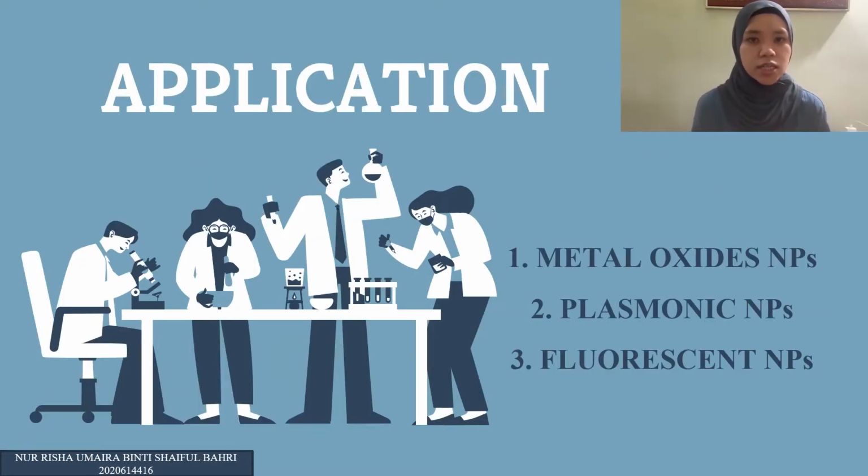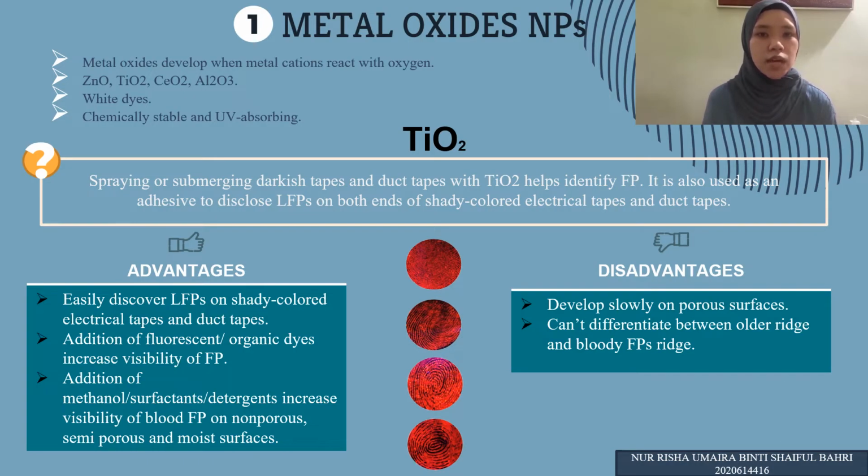Let's look at the application of nanomaterials in detection of latent fingerprints, such as metal oxide nanoparticles, plasmonic nanoparticles, and fluorescent nanoparticles. Metal oxides develop when metal cations react with oxygen, and examples of metal oxides are titanium dioxide, zinc oxide, ferric oxide, and aluminium oxide. Most metal oxide nanoparticles are white dyes which improve luminescent efficiency, and they are chemically stable and UV absorbing. Now, let's look at one example of metal oxide nanoparticles, which is titanium dioxide.